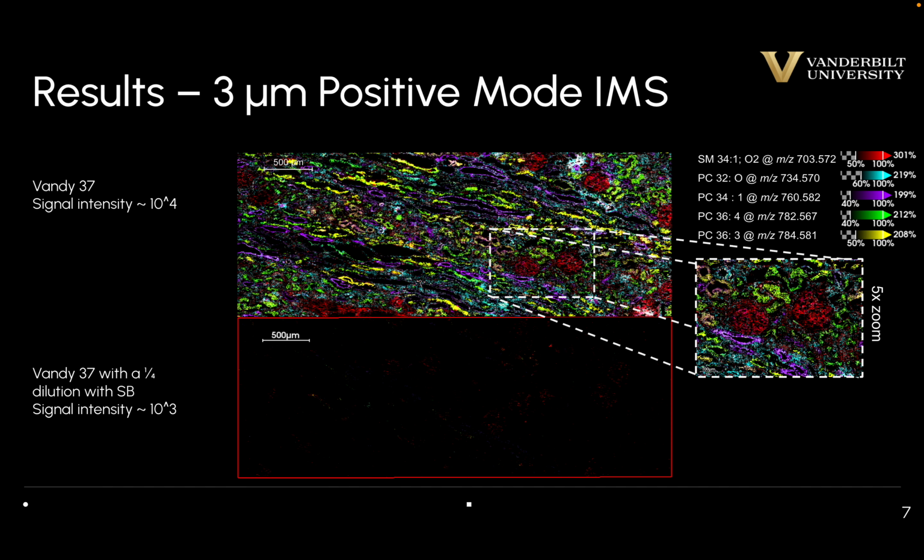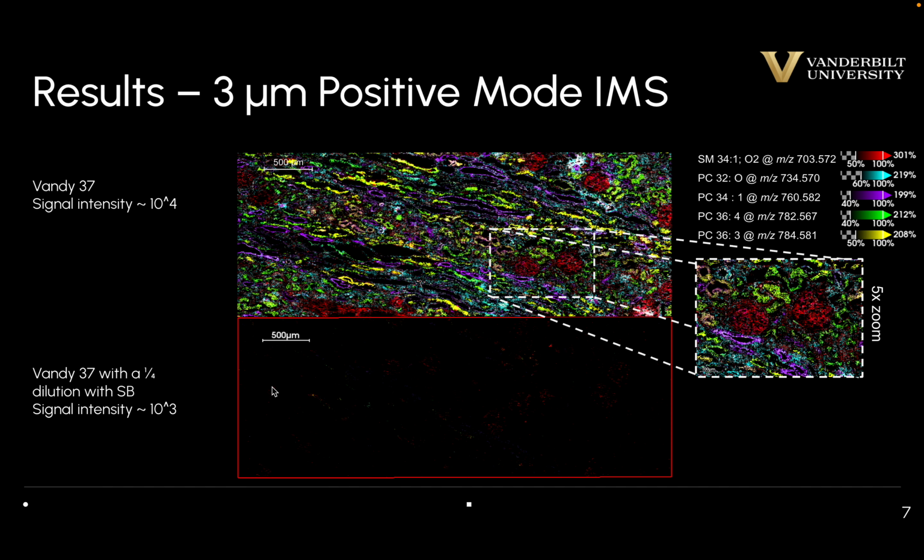So here is a 3-micron positive mode IMS image. Above we have Vandy37, and below we have Vandy37 with a 1/4 dilution with superbase. As we can see, not only is the Vandy37 image a lot clearer, but the signal is also higher by a whole order of magnitude. If we zoom in on our tissue samples, we can also see direct details of the human kidney, such as glomeruli and other parts of the tissue that we obviously cannot see with the Vandy37 dilution below.